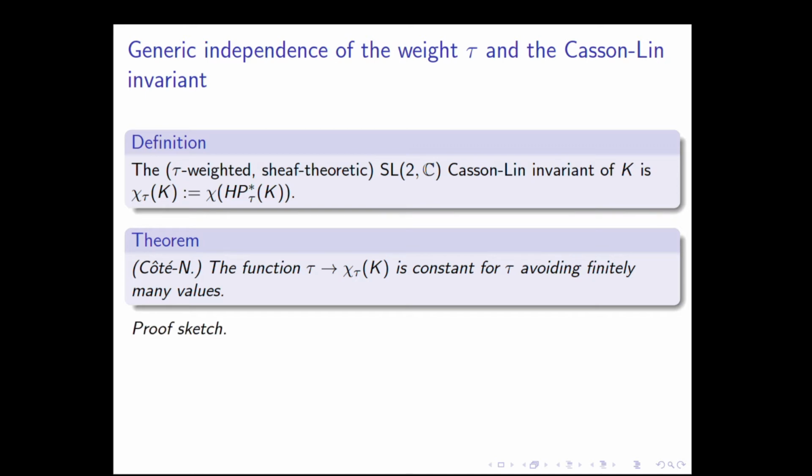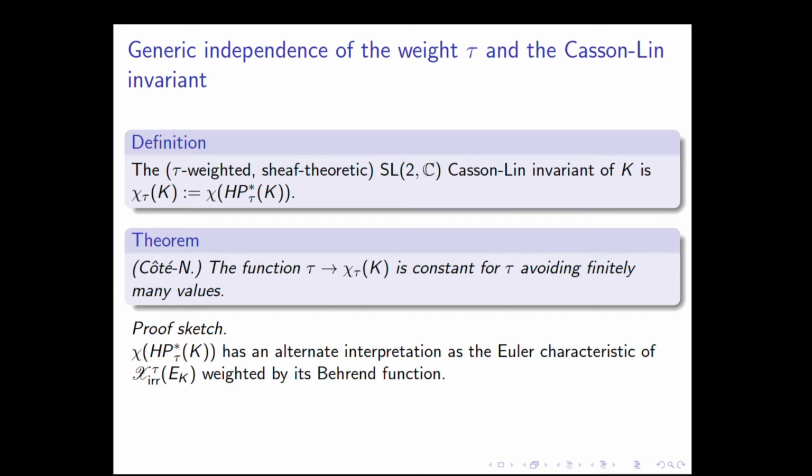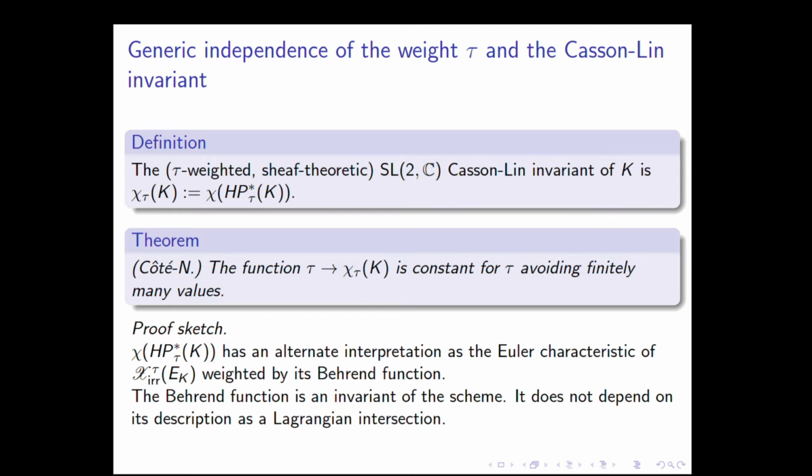Let me give some sketch of the proof to show why we use the Euler characteristic and not HP. Essentially, it's because the Euler characteristic has an alternate interpretation as just the Euler characteristic of the scheme on which the sheaf lives, that is the relative character scheme of the knot complement, weighted by something called the Behrend function. So one imagines that this scheme has some stratification. The Behrend function is some constructible function with respect to the stratification, and we take the Euler characteristic with respect to that function. The upshot is that the Behrend function is actually an invariant of the scheme. So unlike the perverse sheaf, which in principle could depend upon the way we've written our scheme as a Lagrangian intersection, the Behrend function only cares about the scheme structure.